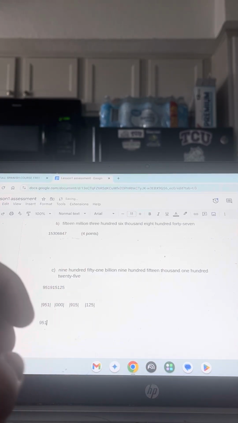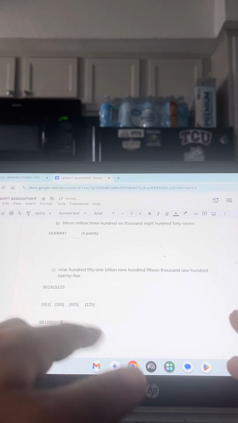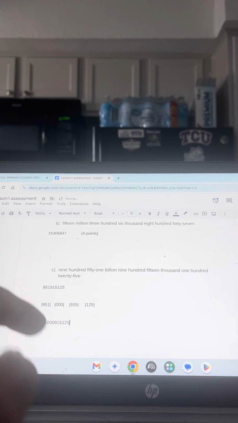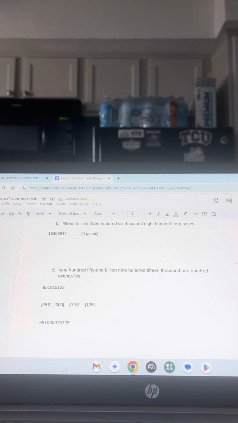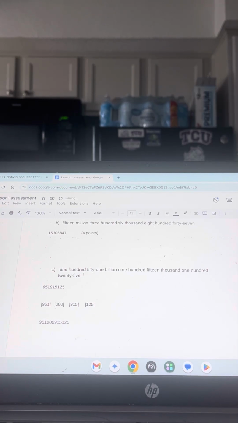951 billion. We don't have anything for the millions. 915,125. So this should have been your answer. So you did get part of the answer. It's just you forgot your 3 zeros right here. If you would have just had your 3 zeros, the answer would have been correct. So I'll give partial credit in that one, but not full credit. So I'll give you 2 points for that one.